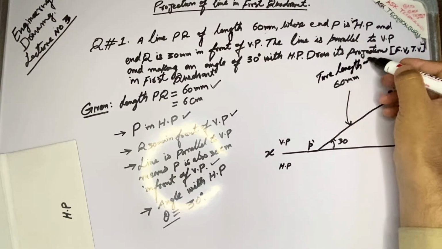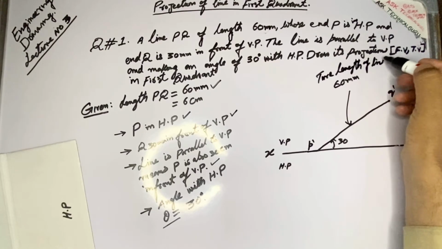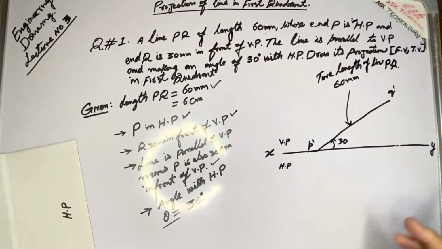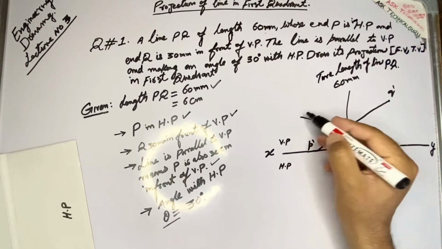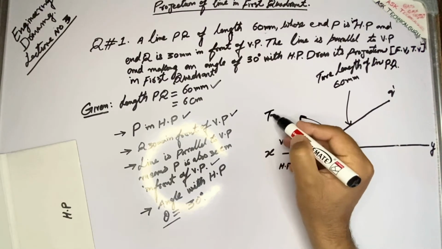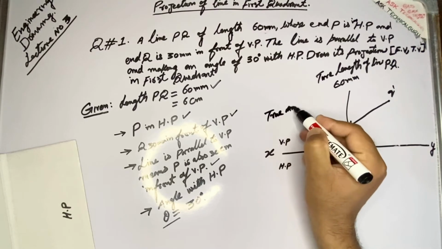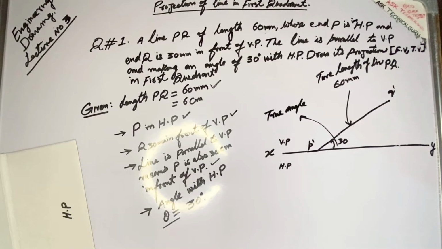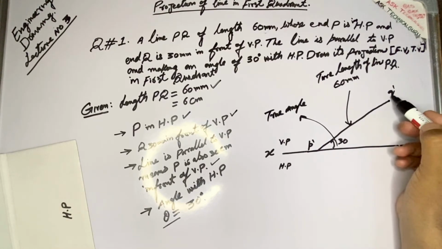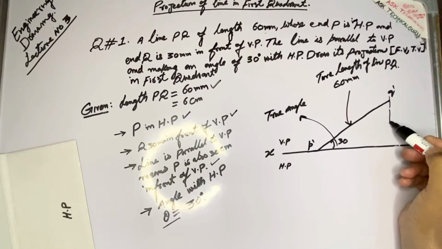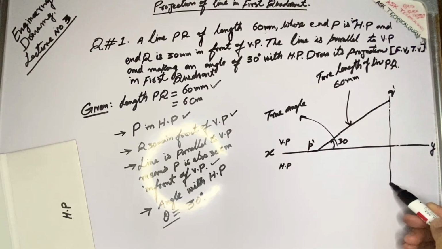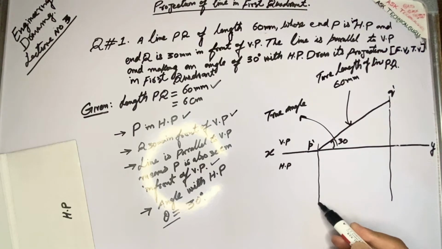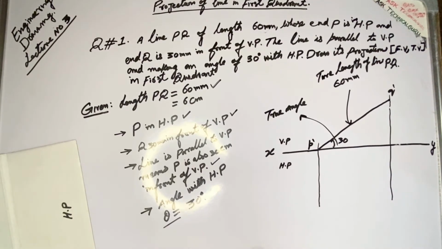True length of the line PQ. Okay, that will be visible to us, and this is the true angle, true angle of the line which it makes with horizontal plane. Okay, then you have to draw two projectors from P dash and Q dash. Those projectors should be very thin. Okay, up to this point.